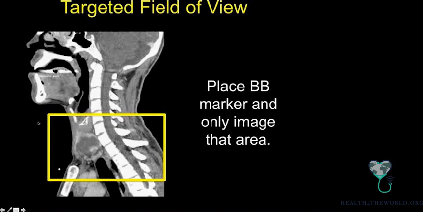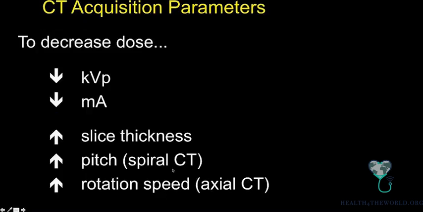Here's another example where you can reduce your dose. This patient has a neck mass, looks like it might be an abscess. Did you really need to scan into the nose and the brain in order to evaluate this thing that the patient could point to? You can place a marker and just scan a little bit above, a little bit below to get the information you need. And of course, the CT acquisition parameters.